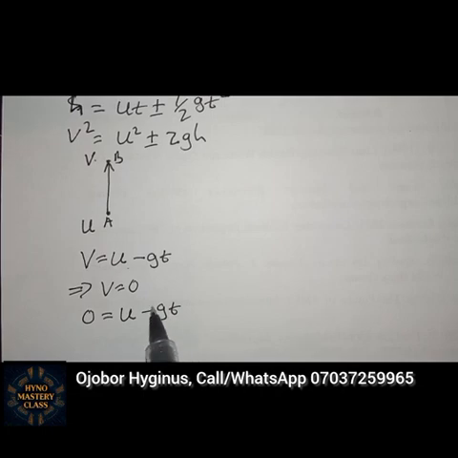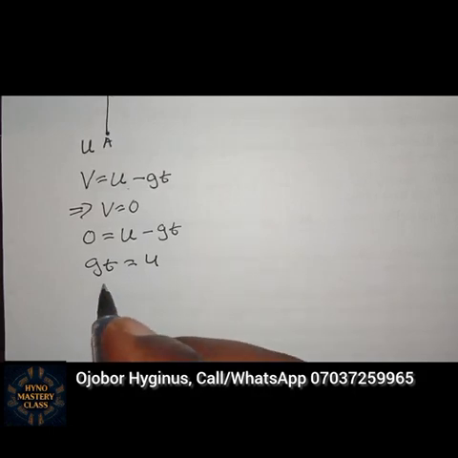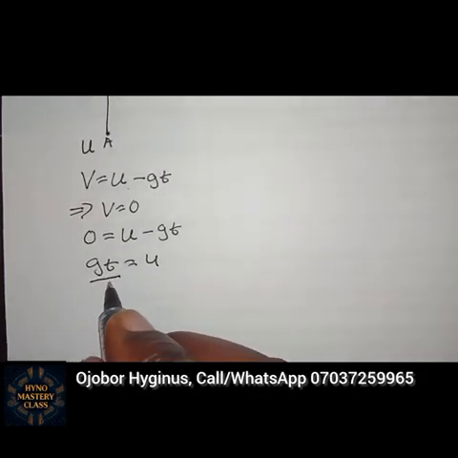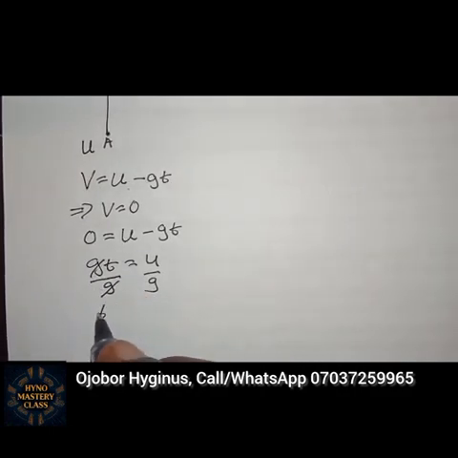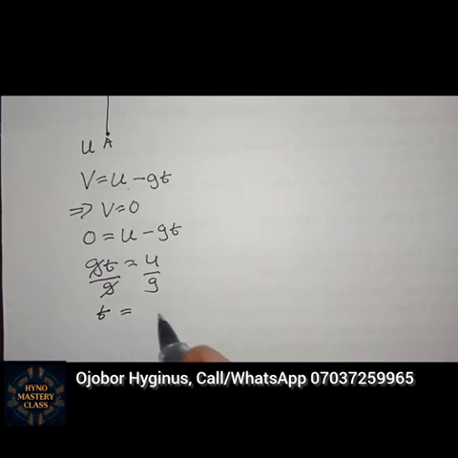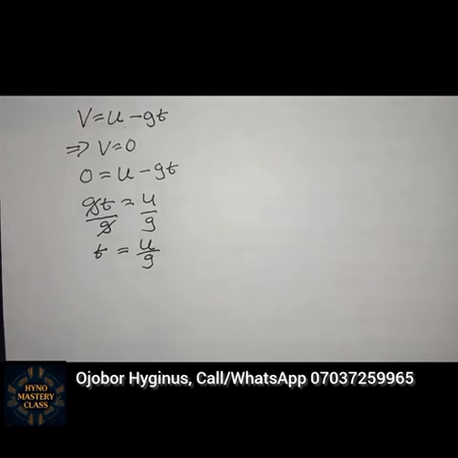And if gt should cross the sign of equality, in order to make t the subject of the formula, we'll have gt equals u. Okay, and then when we proceed further, we divide both sides of the equation by g, and then g here will cancel g here. So the time that it will take the object to go to its maximum height is u all over g, where u is the initial velocity of projection and g is acceleration due to gravity.